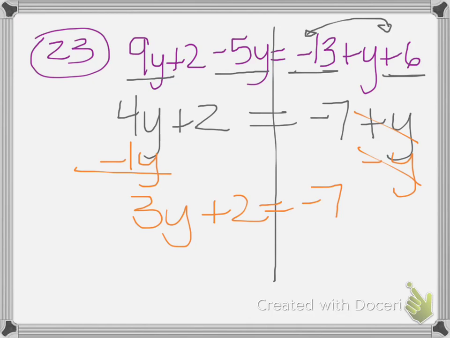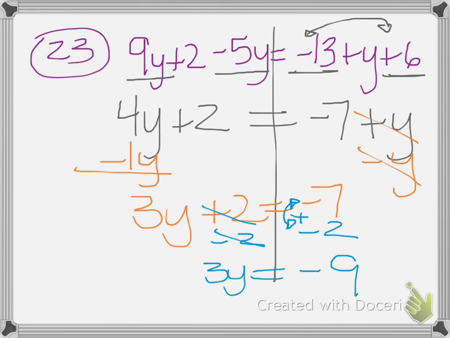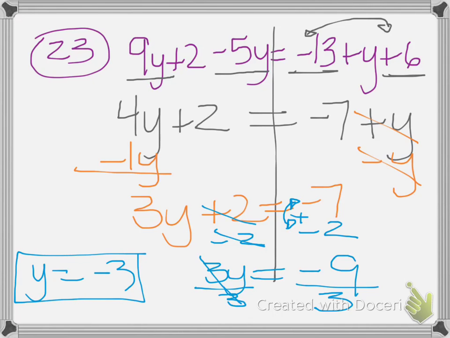Next thing I want to do is move my constant, so I'm going to say minus 2 underneath here, and minus 2 underneath here, bring down my 3y. And since the signs are the same, I have negative 7 and a negative 2, I'm going to add and keep the same sign. That's what a lot of you guys are forgetting, is to keep the same sign. So it's negative 9, and the last step is to divide both sides by 3. Divide by 3, and that means y equals negative 3, because negative divided by positive is a negative. So that's the final answer on 23.